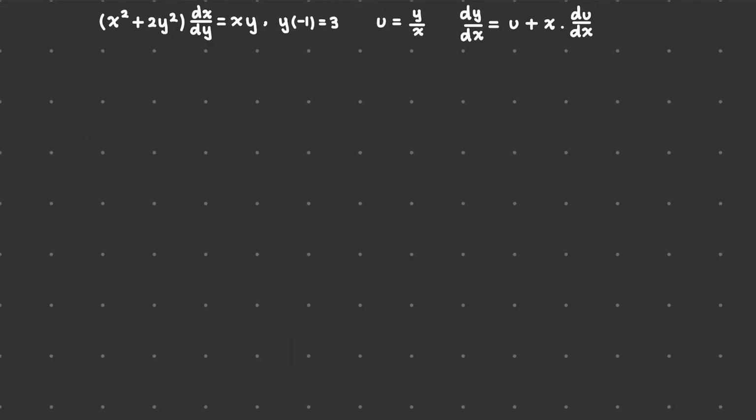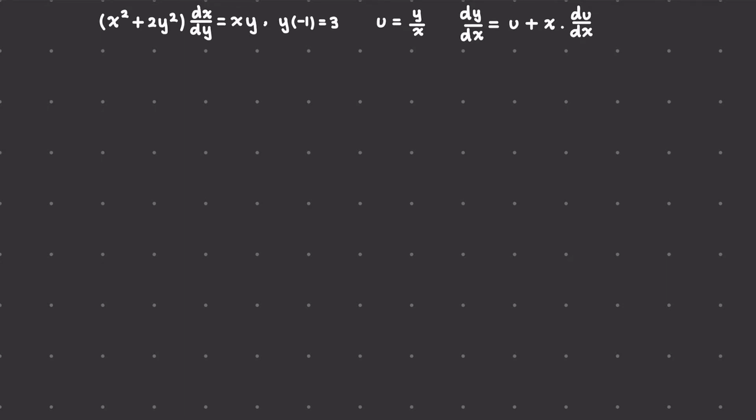Hi everyone, this is our third example for today's first order homogeneous differential equation by substitution. So we've got here (x squared plus 2y squared) times dx over dy equals x times y. And we've got an initial value problem of y of negative 1 equals 3. And since this has an initial value condition at the start of our problem, we know that our final answer will be a particular solution.